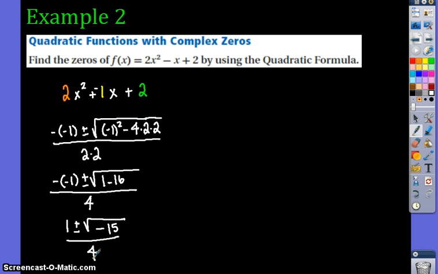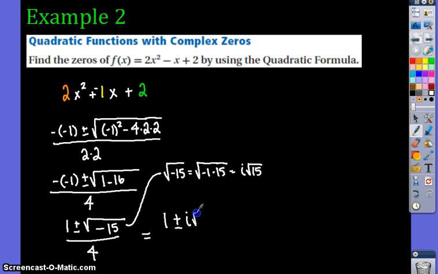All right, we got one more step to clear up here. And again, I'm just going to do a little side note here. We know that the square root of negative 15 is the same thing as the square root of negative 1 times 15. And that negative 1 can come out front as our imaginary unit. So this is i times the square root of 15. This is why this problem deals with complex zeros. All right, so we now have simplified this into 1 plus or minus i times the square root of 15, all of that divided by 4.